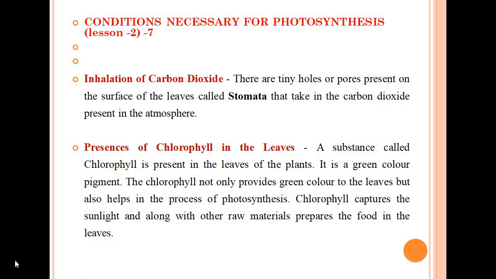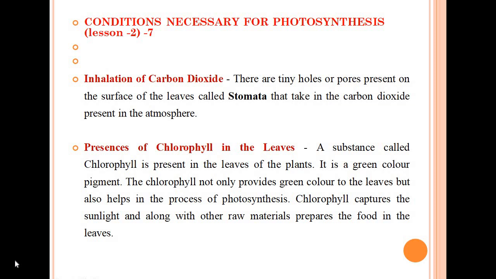When there is enough light and water, the guard cells swell up and curve away from each other, thus opening the stoma. This allows carbon dioxide to enter the cells of the leaf. So in this way, the stoma sometimes remains closed and sometimes remains open.